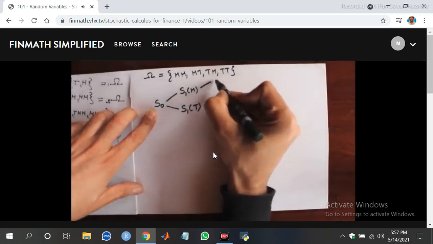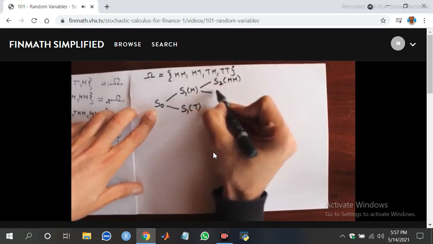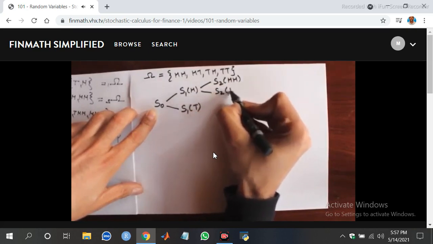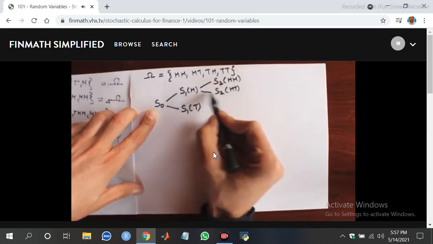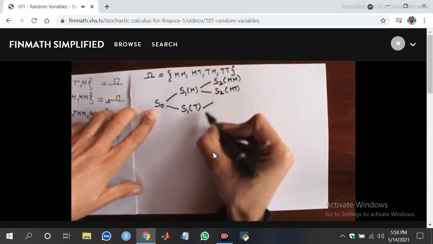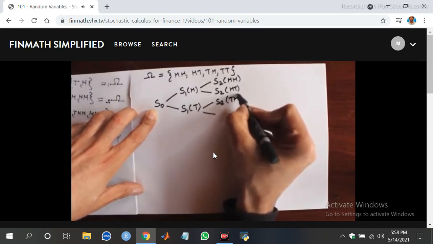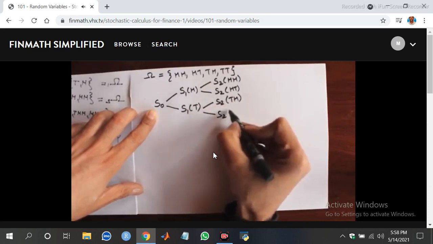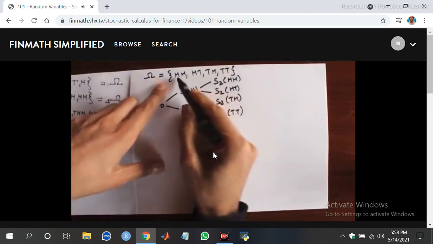Likewise, we can toss the coin again, and we could say it's a head, head, head, tail. So again, if it's a head, stock goes up. If it's a tail, stock goes down. And likewise, S2, first was tail and second was head, tail, tail. So these are the 4 possible outcomes of our experiment.